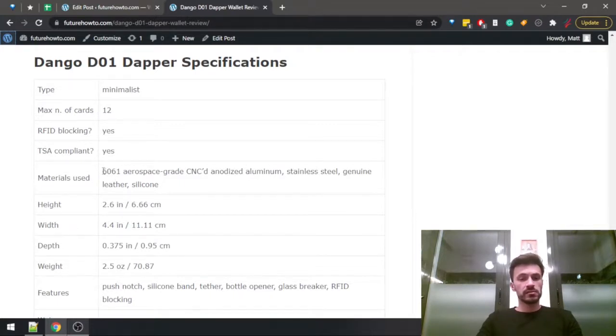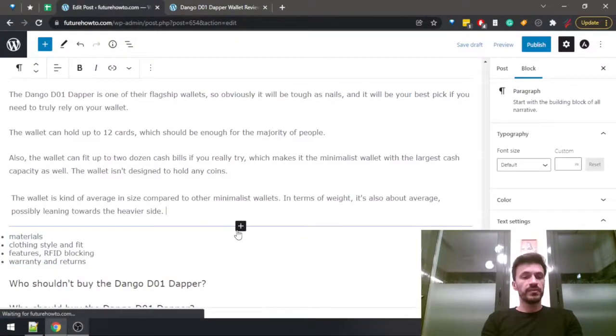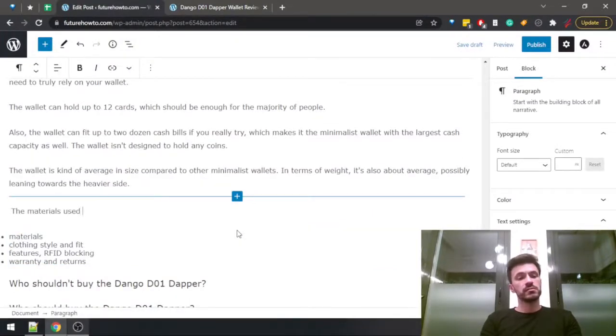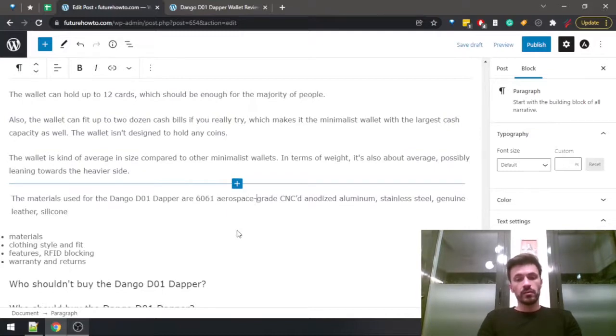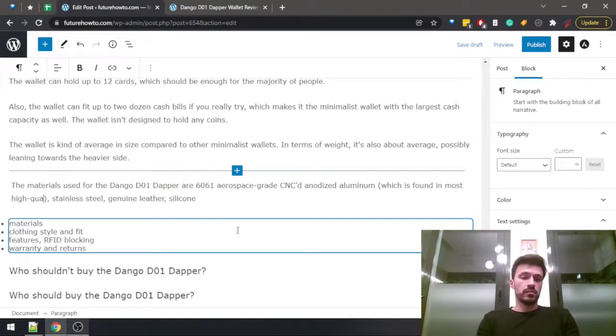Materials: aluminum, stainless steel, genuine leather. The materials used for the Dango DO1 Dapper are aerospace grade CNC anodized aluminum, which is found in most high quality items that use aluminum today, and silicone for the cash band. Okay.